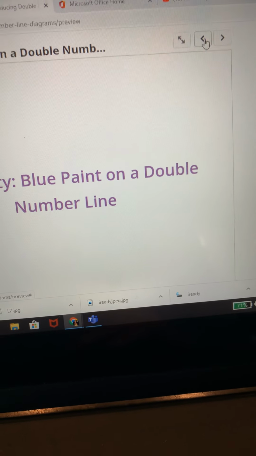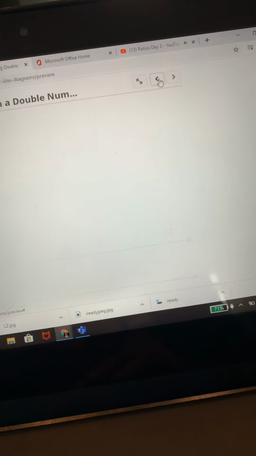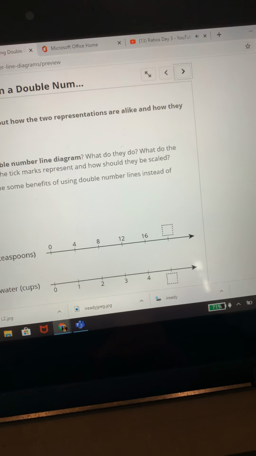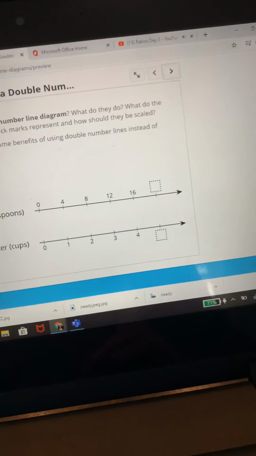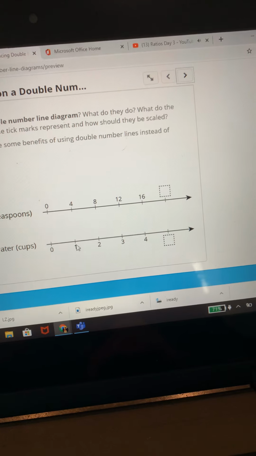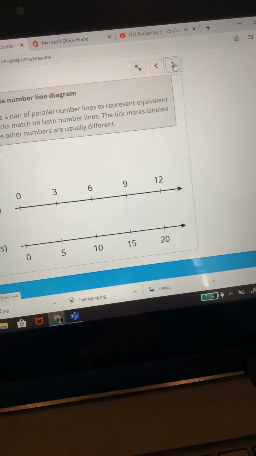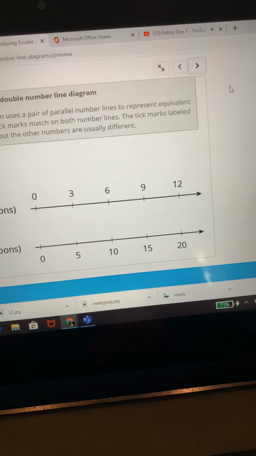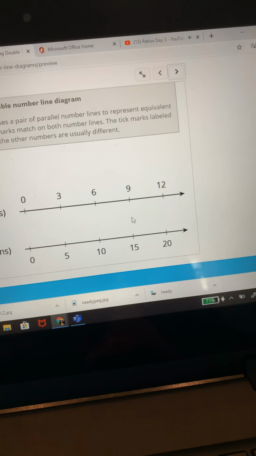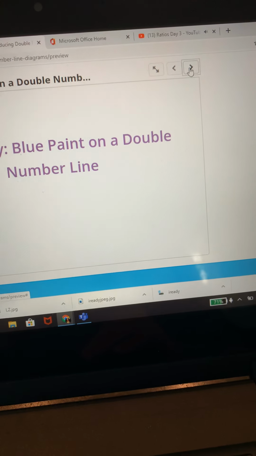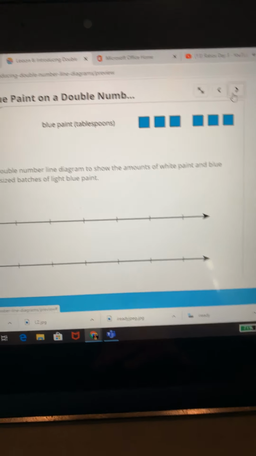And then we talk about a double number line diagram. So if the drink mix here and we have the water, and then we talk about using red paint to yellow, the ratio of red to yellow. And then here's a blue paint on the activity line.